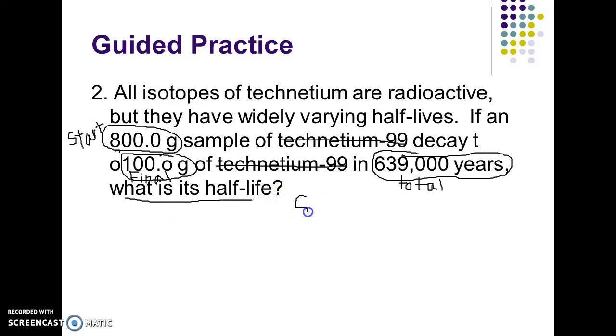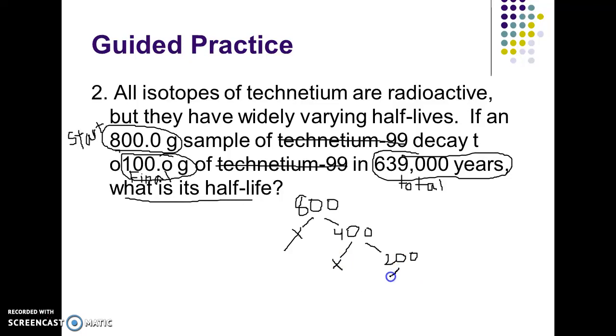I'm going to put 800 at the top of my tree. I don't know right now how many half-lives or how many times I'm going to divide by 2, so I'm just going to continue to divide by 2 until I get to 100. So 800 divided by 2 is 400. So 400 grams of this sample is still good, while the other half has changed into something different. I'm going to take 400 and divide it by 2 to get 200. That's supposed to be a 2. And the other half of it has changed into something different.